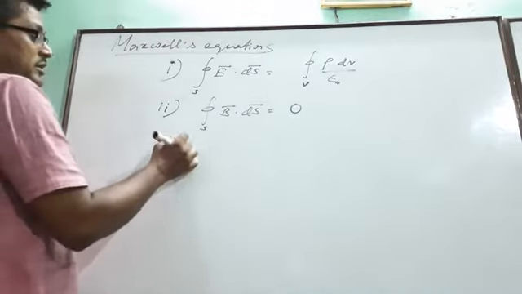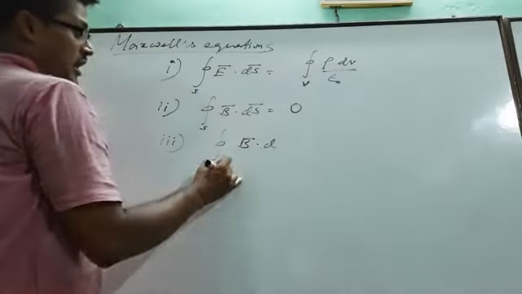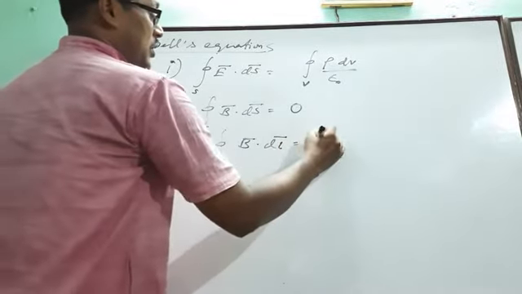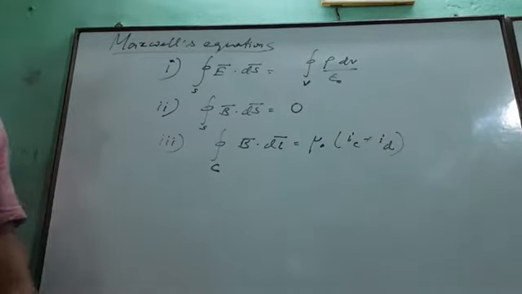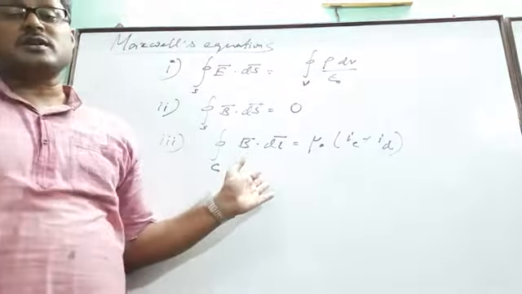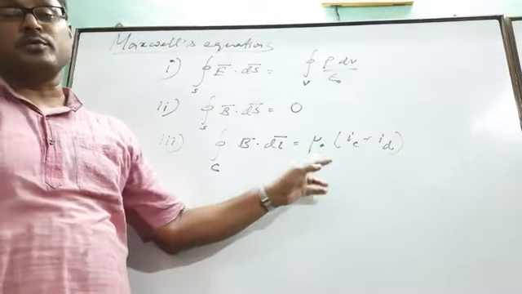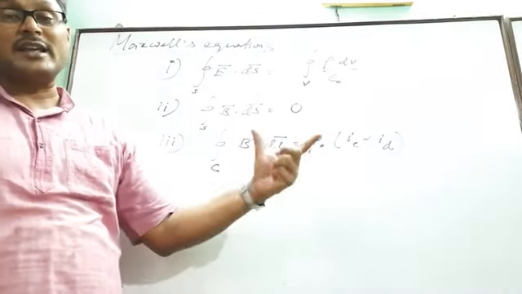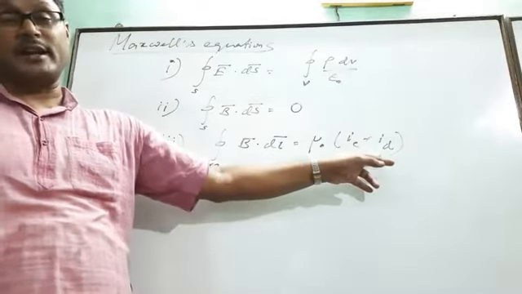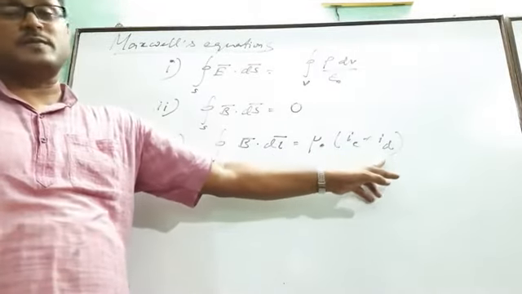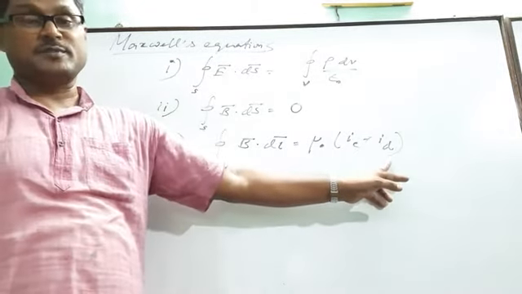Now third, closed line integral of B dot dl equals mu 0 times (IC plus ID). This is a different form of Ampere's circuital law. In Ampere's circuital law, we know that the closed integral of B dot dl equals mu 0 into I. So here I is represented in a different form, which is IC plus ID: conduction current plus displacement current. So we have two types of current, conduction current as well as displacement current.